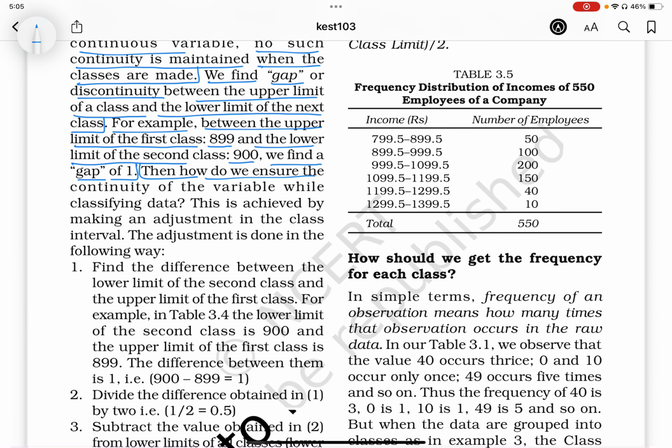Then, how do we ensure the continuity of the variable while classifying data? This is achieved by making an adjustment in the class interval. The adjustment is done in the following way.